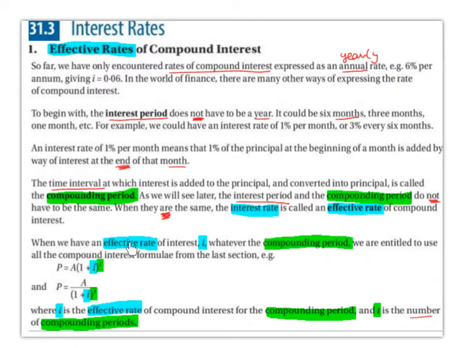When we have an effective rate of interest i, whatever the compounding period, we are entitled to use all the compound interest formulae from the last section. For example, P is equal to A times (1 plus i) to the power t, and P is equal to A divided by (1 plus i) to the power t, where i is the effective rate of compound interest for the compounding period, and t is the number of compounding periods.